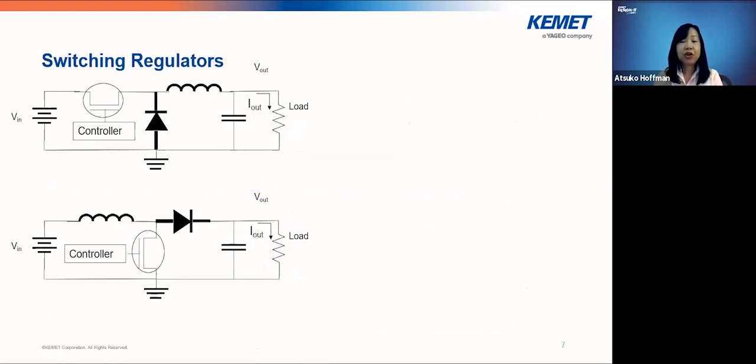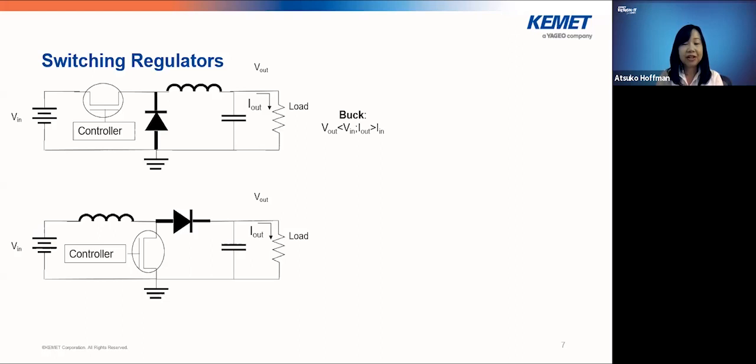DC to DC converters come in many different topologies, but active elements, the semiconductor part, usually work with the passive elements such as inductors, capacitors, and resistors. Here we have two configurations. The top one is a simple buck converter. It takes input voltage and steps down the voltage to generate output voltage. So the output voltage is smaller than input voltage, and the output current is larger than input current.